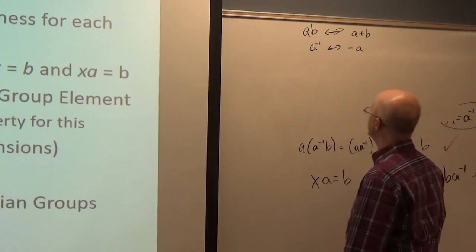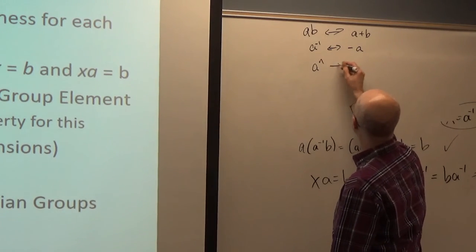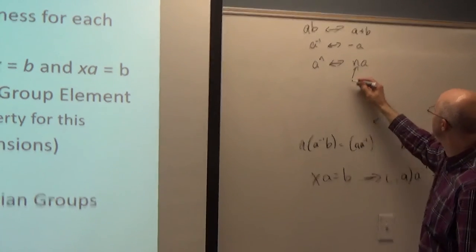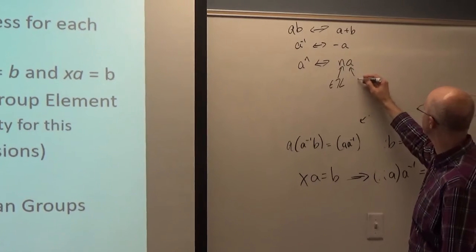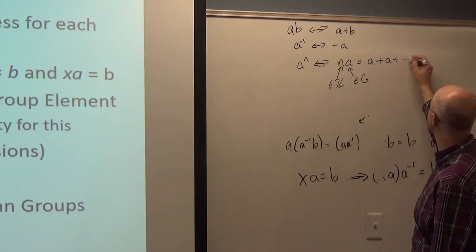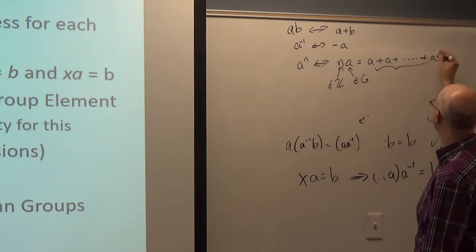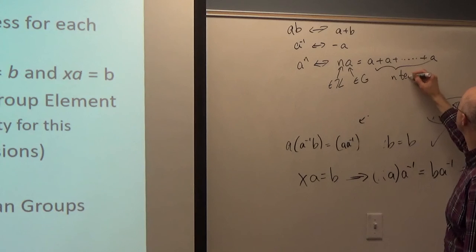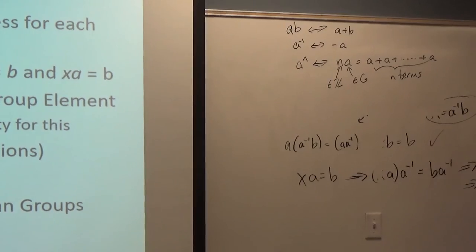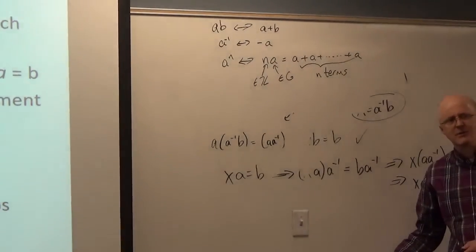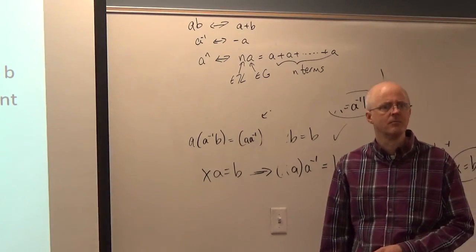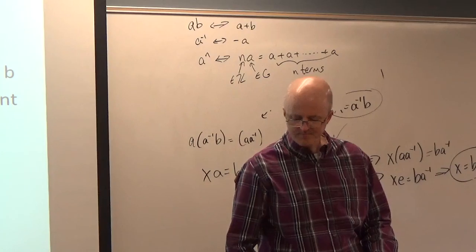I guess one more thing worth mentioning is that A to the n power corresponds to n times A, but here you need to realize this n is an integer, and this A is not necessarily an integer. What this really means is A added to itself n times. N terms here. I will say, I don't think this is mentioned in the book, that usually when you use additive notation, you actually also assume the group is abelian. But we won't make a big deal out of that.